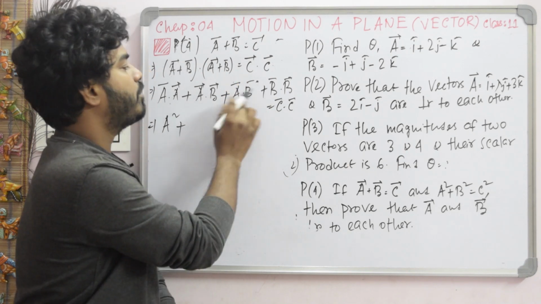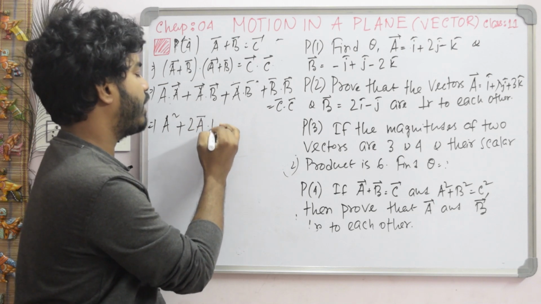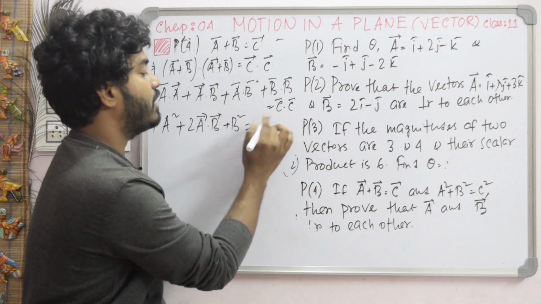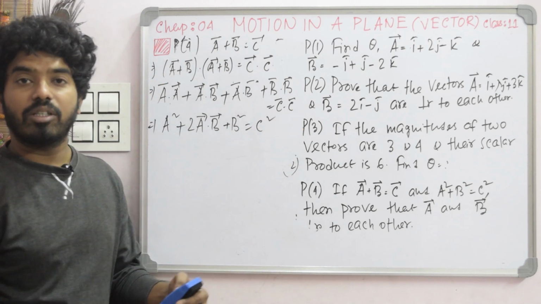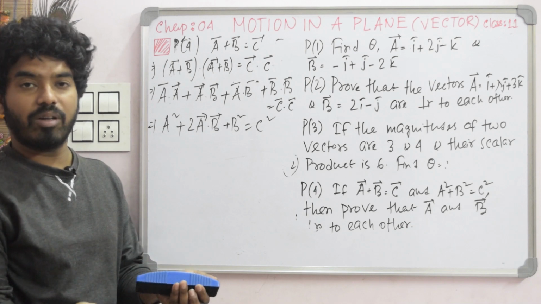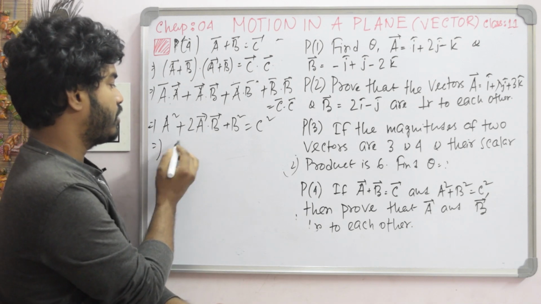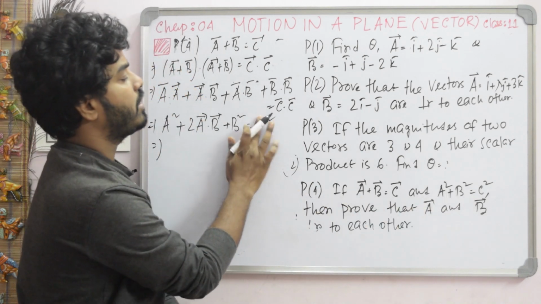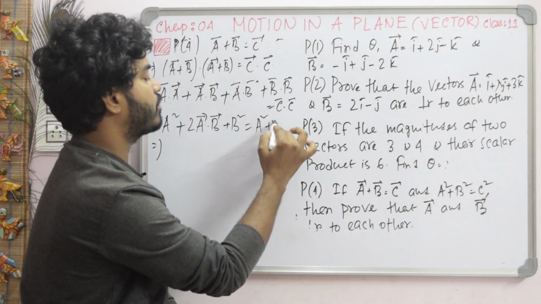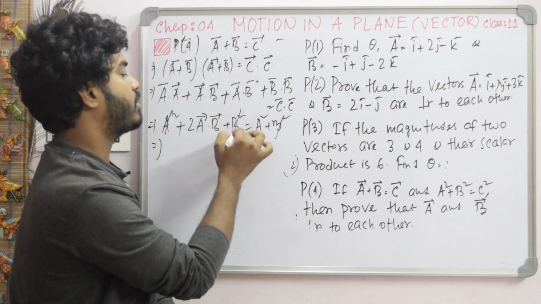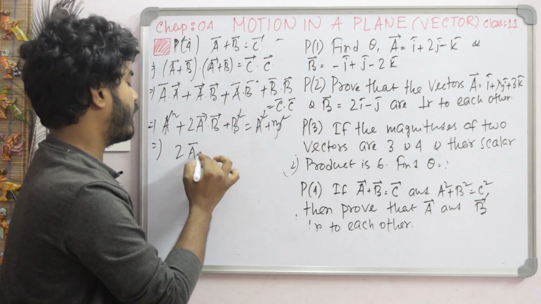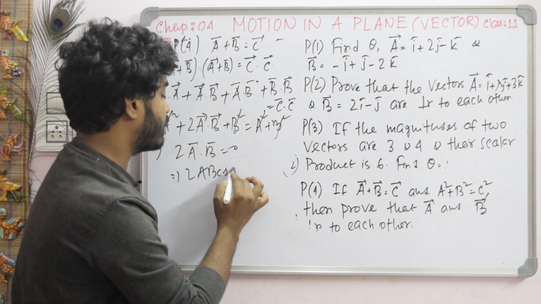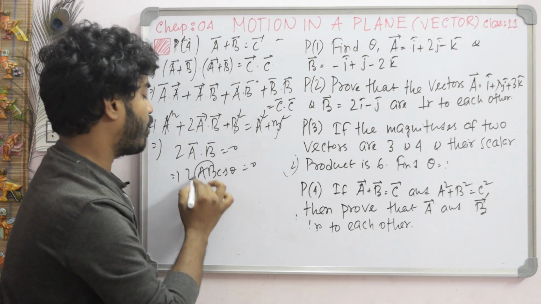So this is 2 into A dot B, and B dot B is B square, and C dot C is C square. The dot product of a vector with itself always gives the square of its magnitude. Now apply C square is equal to A square plus B square. In place of C square, put A square plus B square. A square and B square cancel out, leaving 2 A dot B equal to 0, that is 2AB cos theta equal to 0, with A and B not equal to 0.